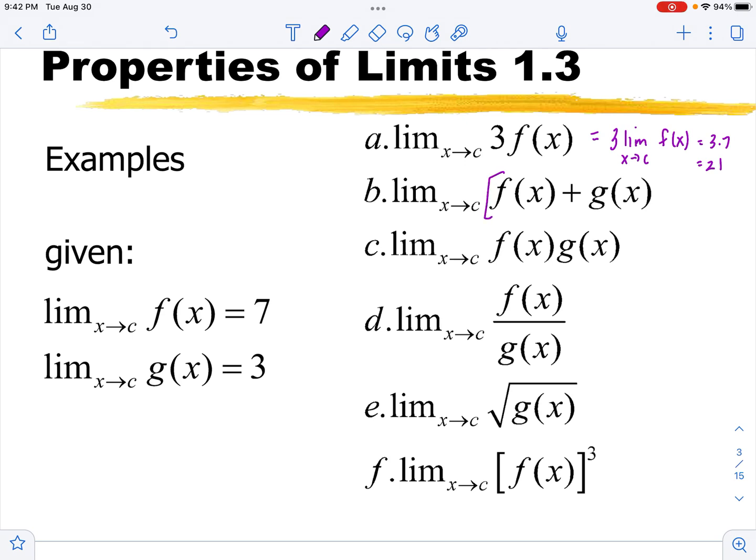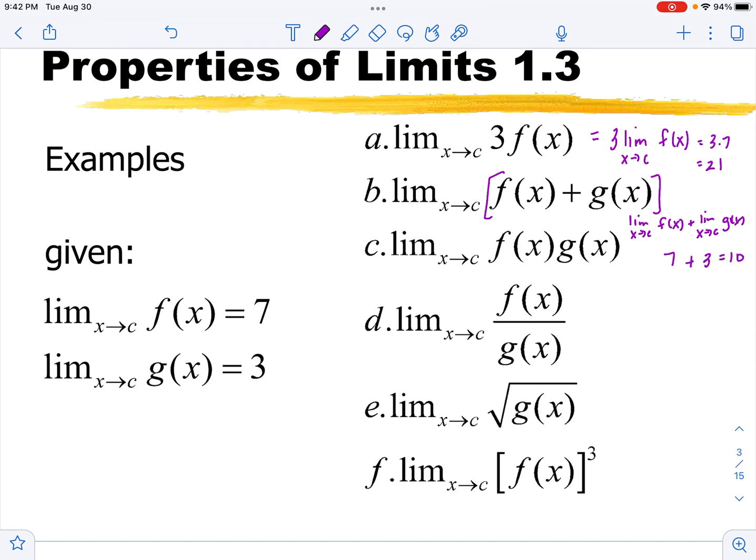Now, technically, we should probably have some brackets here. When we have the limit of two functions that are added together, you could rewrite that as two separate limits: the limit as x goes to c of f of x plus the limit as x goes to c of g of x. That allows you to evaluate. We know the limit as x goes to c of f of x is 7, so we say 7 plus 3, and that gives us 10.